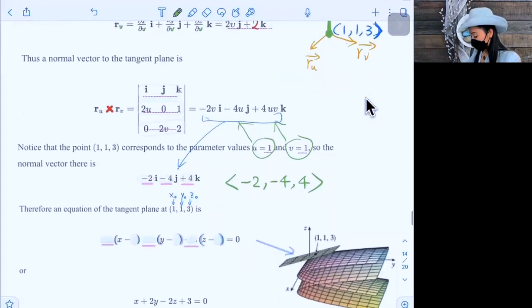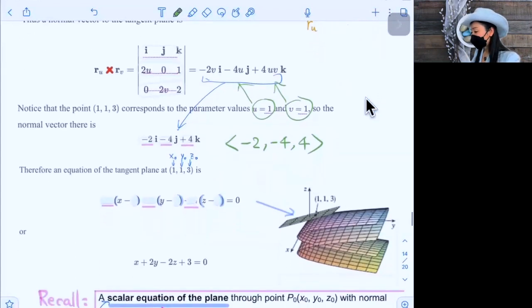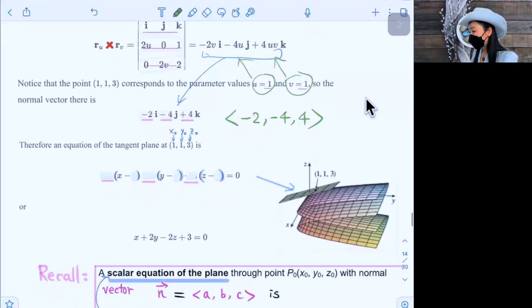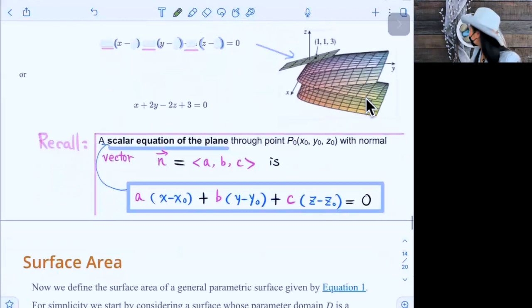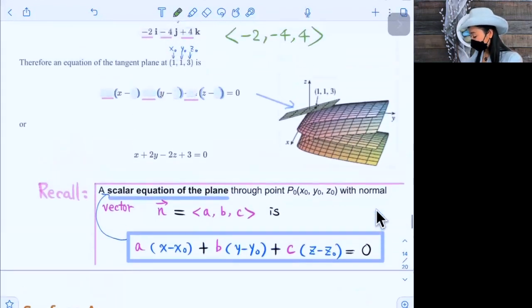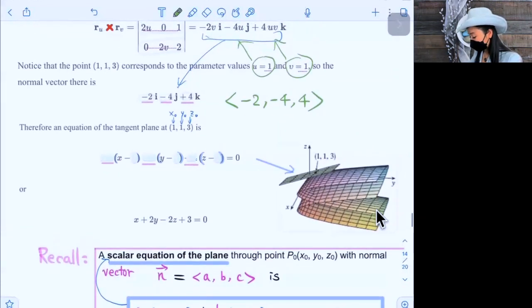Do you guys remember how to write the equation of the plane when you're given a point and a normal vector? If you forget, I put it up here to refresh your memory. A scalar equation of the plane through this point with this normal vector is given by this equation. Just use A times x minus x naught plus B times y minus y naught plus C times z minus z naught equals 0.